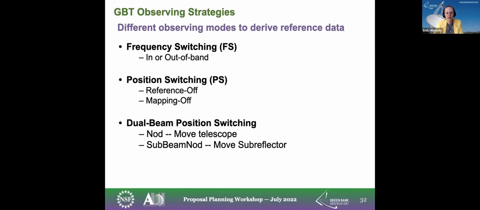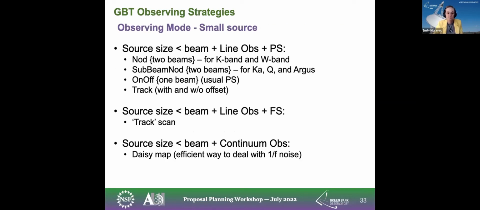So again, here are the three different types of observing strategies. So again, based on your science, you'll choose a different observing mode to use. And here's a quick summary that you can use to decide what you'd like to use. So if you have a source size that's smaller than the beam, it's a line observation, and you're using position switching, here are the various things that you can use for different receivers.